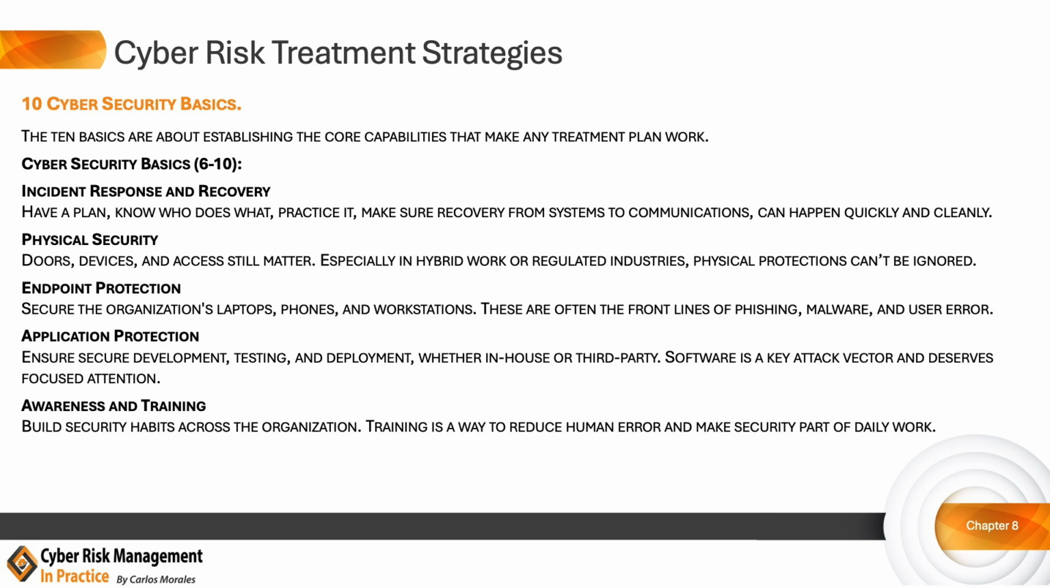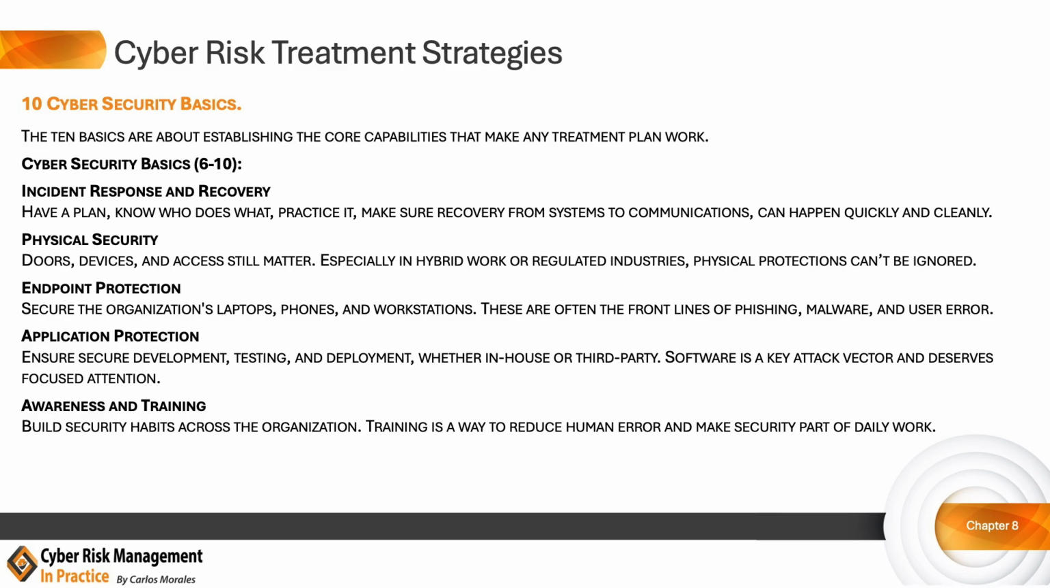6. Incident response and recovery. This basic isn't just about having a policy or a binder on the shelf. It's about knowing what to do, who does it, when, and how when an incident happens. That means documented procedures, tested playbooks, and clearly assigned roles. It also includes how you recover, how quickly systems and data can be restored, and how communications are handled. This capability directly affects impact. An incident response plan won't stop every breach, but it can absolutely reduce the damage and build credibility with regulators, customers, and internal stakeholders.